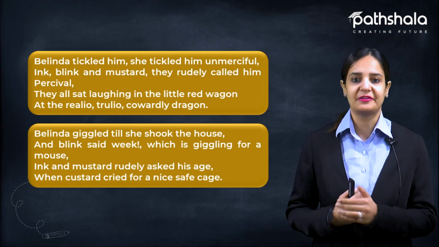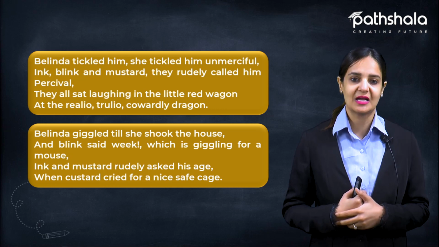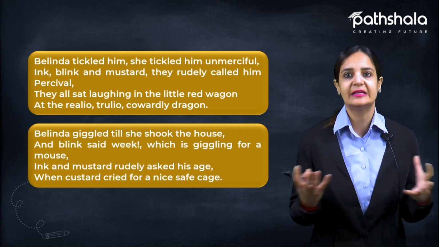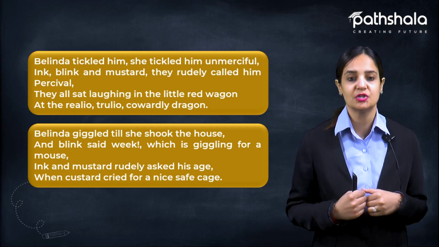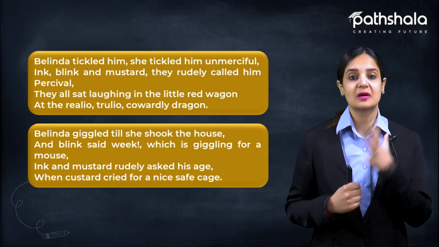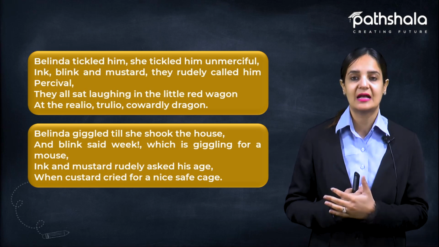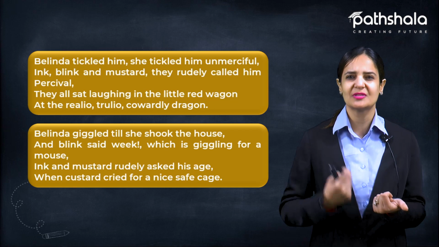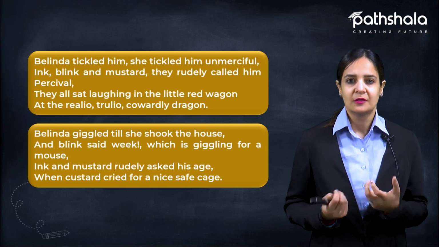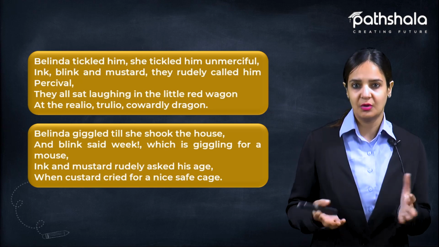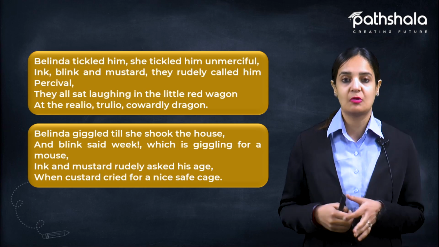When Custard cried for a nice safe cage. So when Custard kept on crying that he needed a safe cage, Ink and Mustard also very rudely asked, what is your age? Why are you still asking for a cage? Why do you need a cage when you are actually in a very safe house?